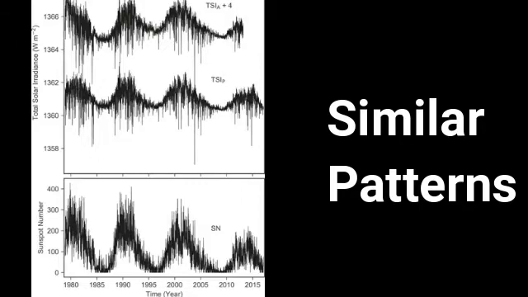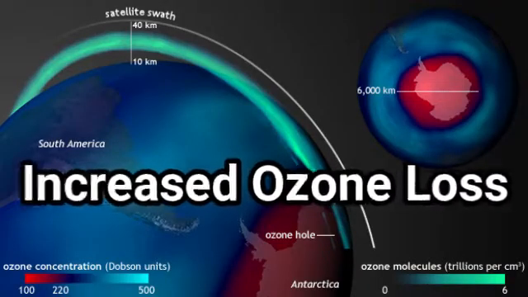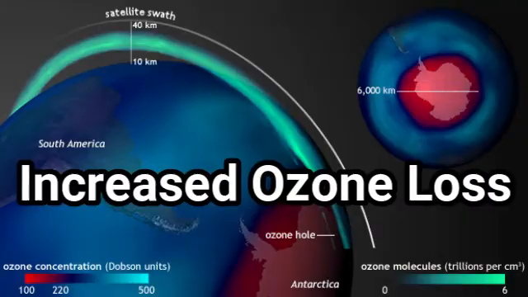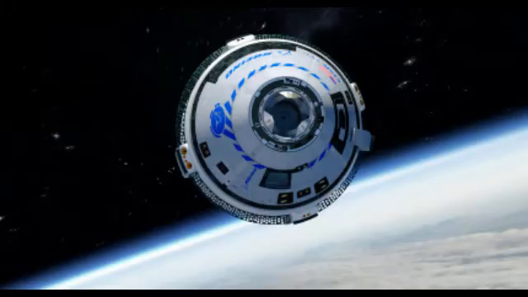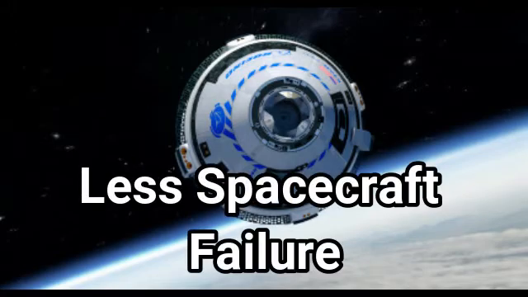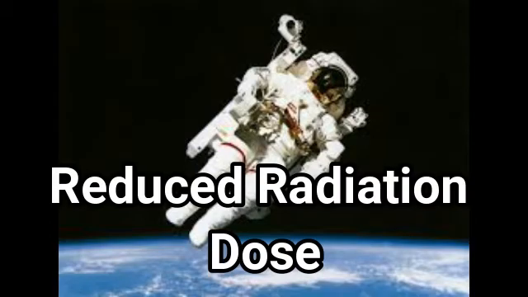There are also temperature variations like the Lunar minimum's global cooling. Scientists expect a 1.5 degrees Celsius drop, equating to temperatures during the Dalton minimum. Another impact is a decline in zonal winds and increased ozone loss below 30 kilometers. During the upcoming quieter periods, there will be fewer satellite disruptions, lower risks of spacecraft failure, and less radiation dose to astronauts, meaning a great outlook into space research.